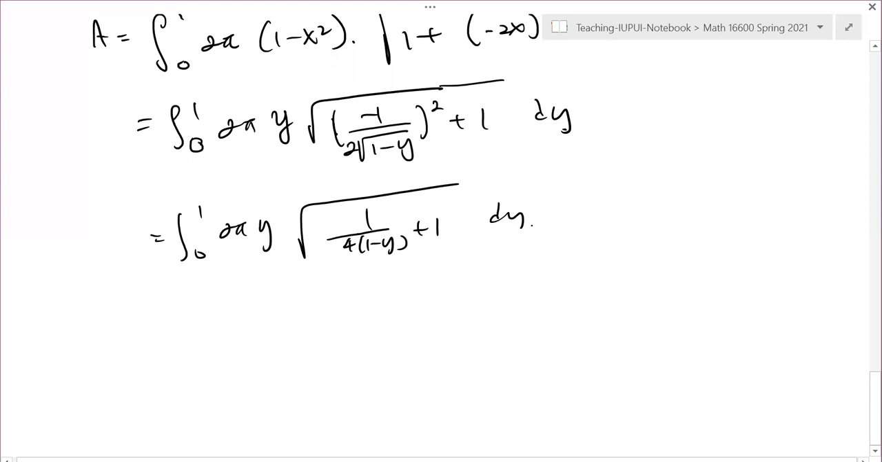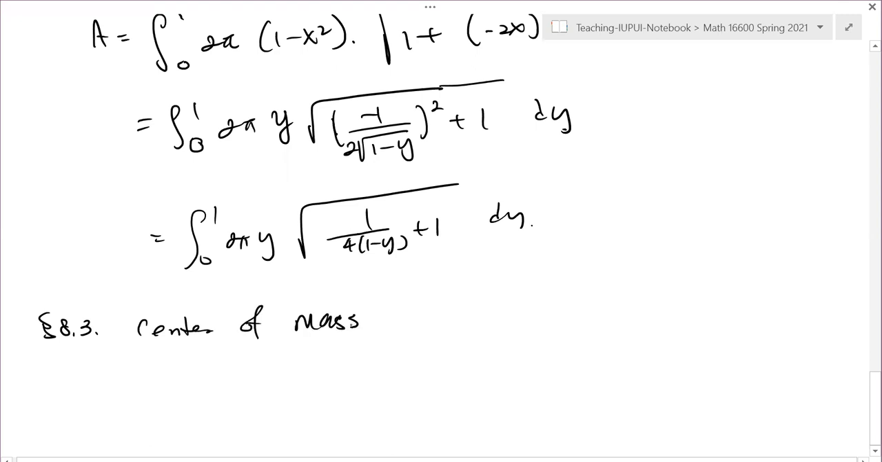All right, so the next topic is about center of mass. Only consider center of mass. We're not going to go further. It's from 0 to 1 to pi. Okay. Center of mass.